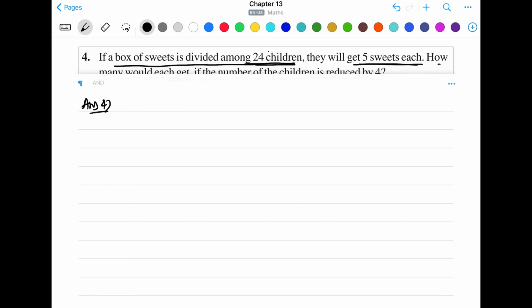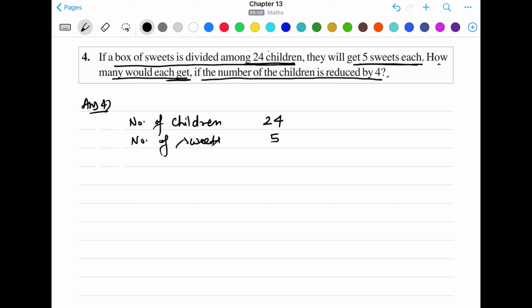Let's first represent this information in the form of a table. In the first row we will write number of children and number of sweets. When there are 24 children, each is getting 5 sweets. Now if the number of children is reduced by 4, that means the number of children will become 20. We have to calculate how many sweets each is getting. Let's consider this to be y2. So this is x1, x2, y1 and y2.